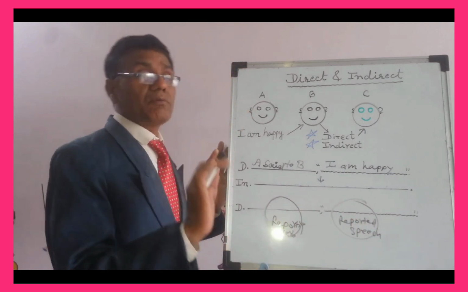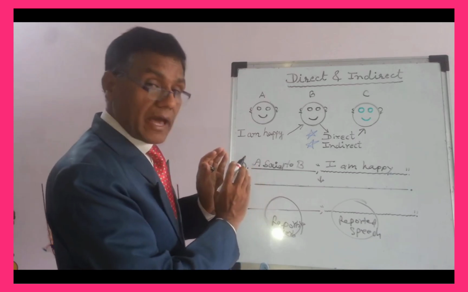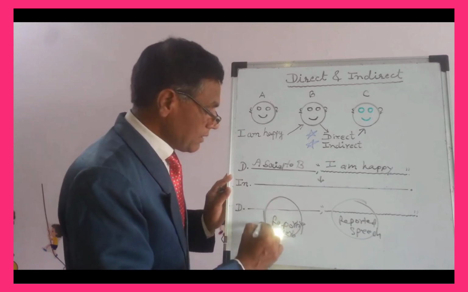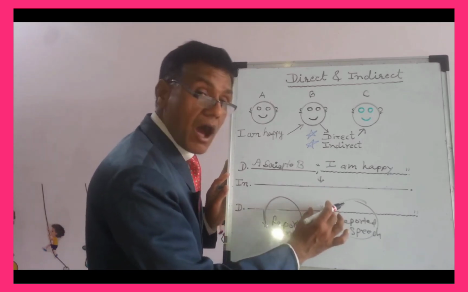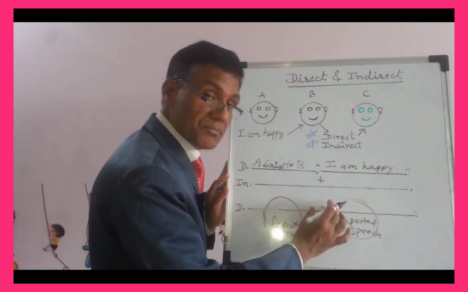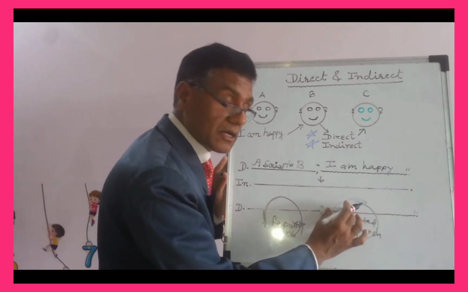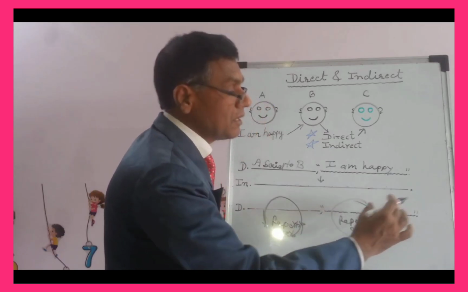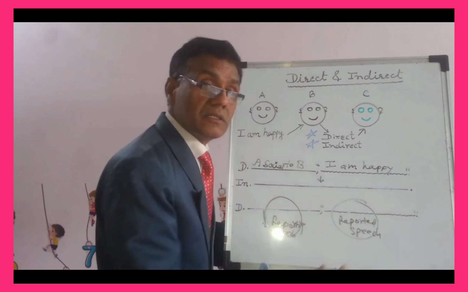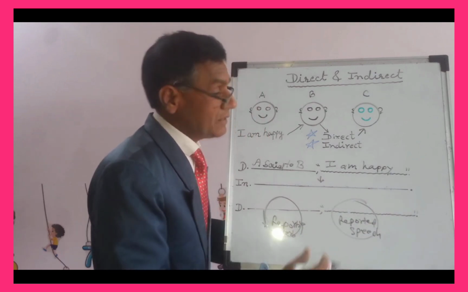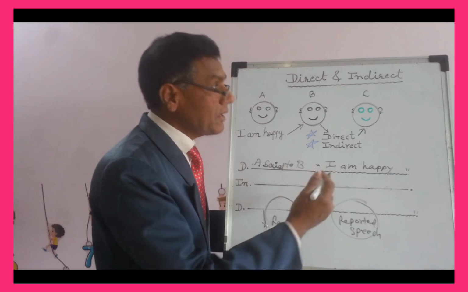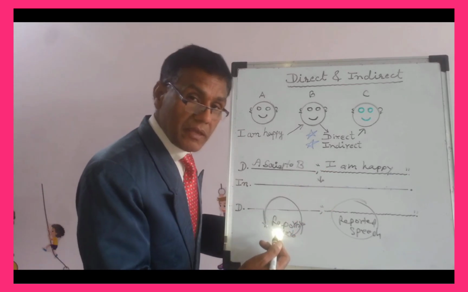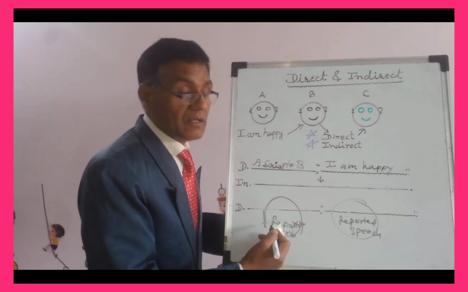And there are 5 rules to convert direct narration to indirect narration. The first rule is how to change the reporting verb. The second rule is how to use the connective word. And third is how to change the pronoun. Fourth rule is how to change the tense of the reported speech. The rule number 5 is how to change the words showing time, place and distance. In this way, we can learn direct and indirect narration. So today I am going to explain how to change the reporting verb.